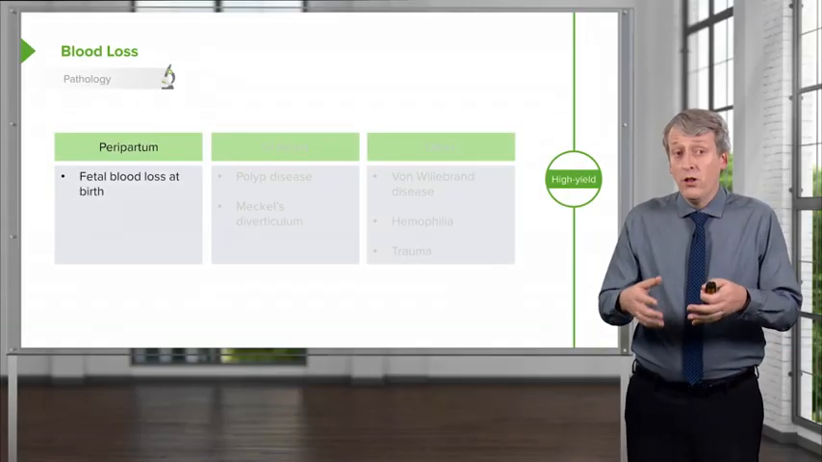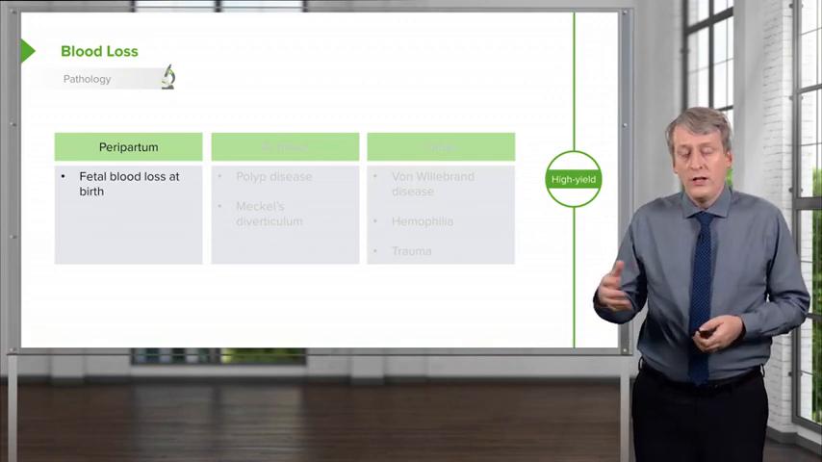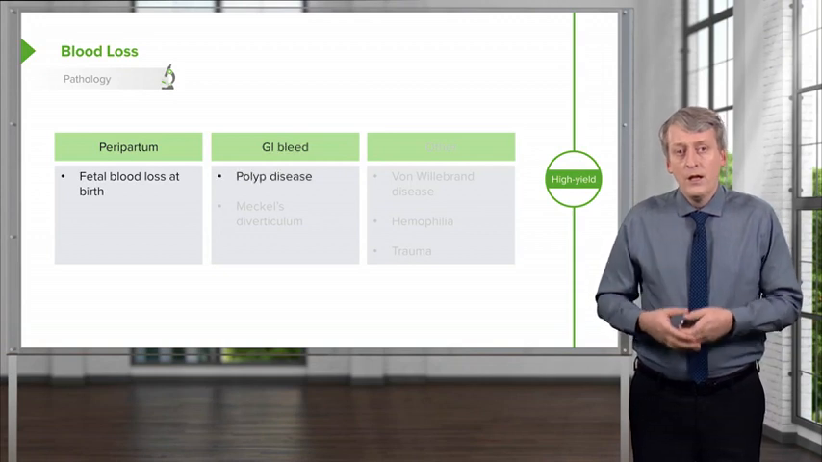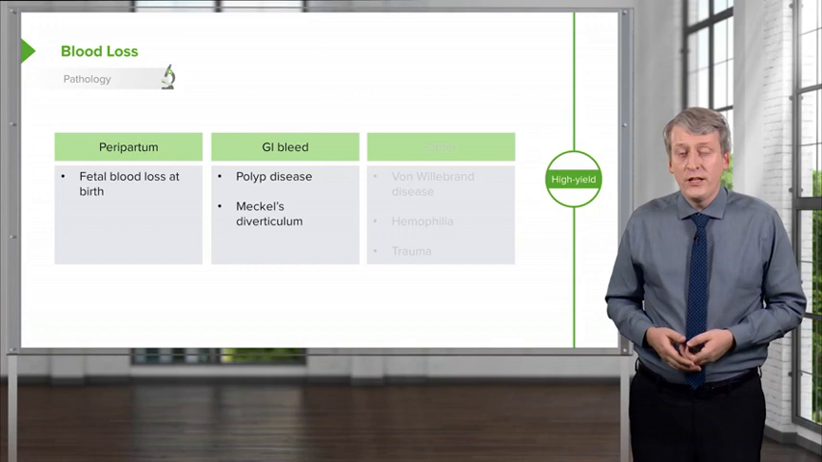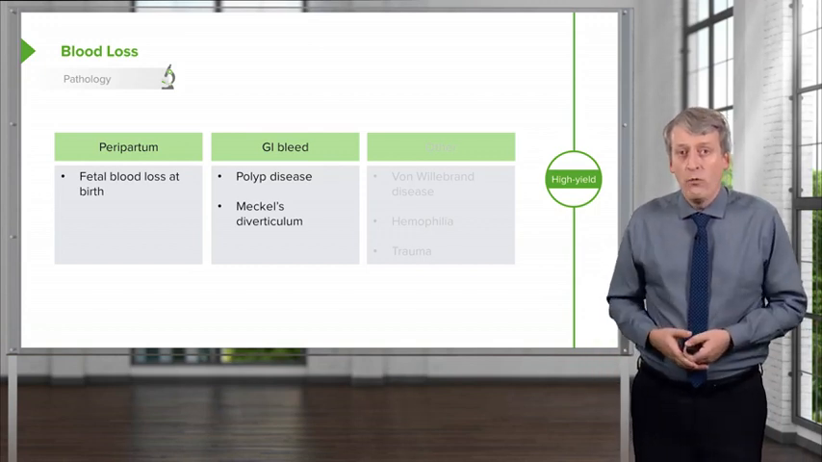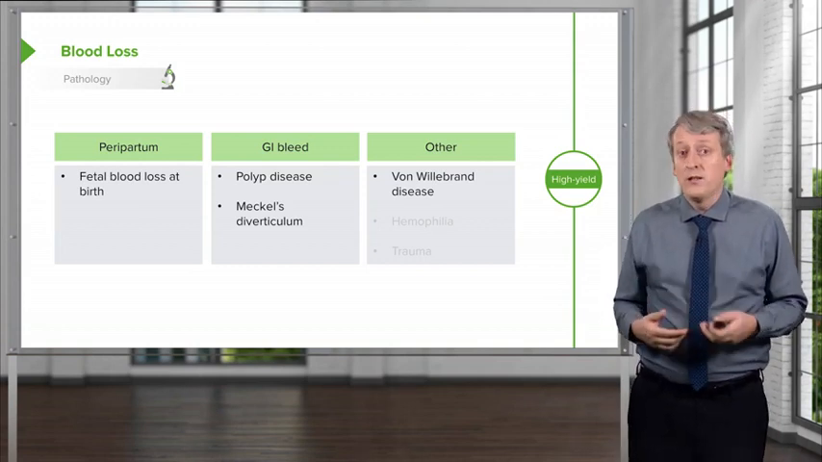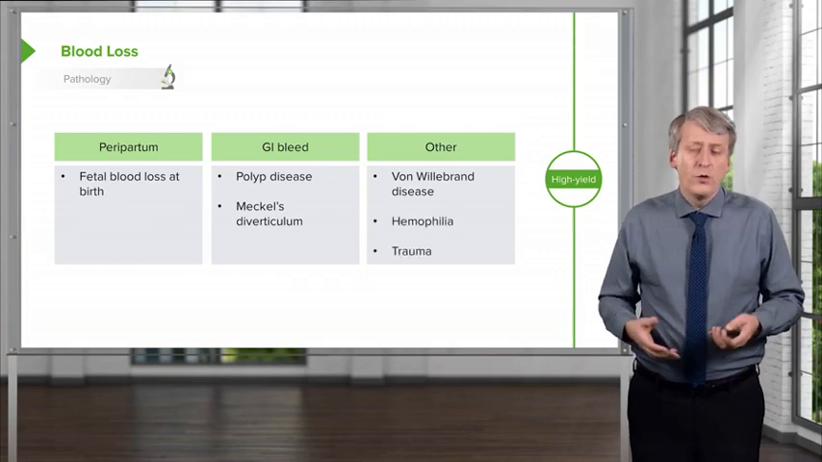In terms of blood loss situations, babies at birth can experience blood loss through a difficult labor and a loss of blood through the umbilical stump. In GI disease, patients may have polyps or a Meckel's diverticulum that's causing excessive bleeding out of the anus, and they're losing blood that way. Or there can be other causes of blood loss if a patient especially has a bleeding disorder like von Willebrand's or hemophilia, or just a really bad trauma.